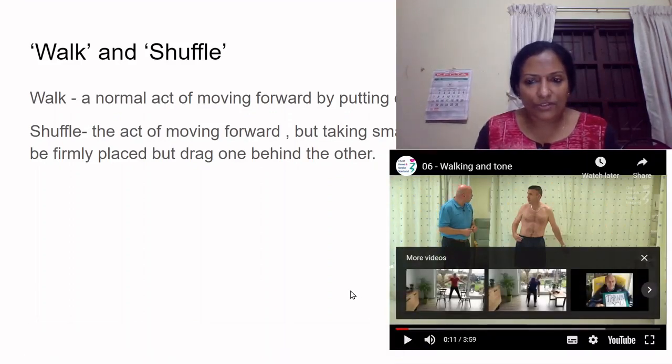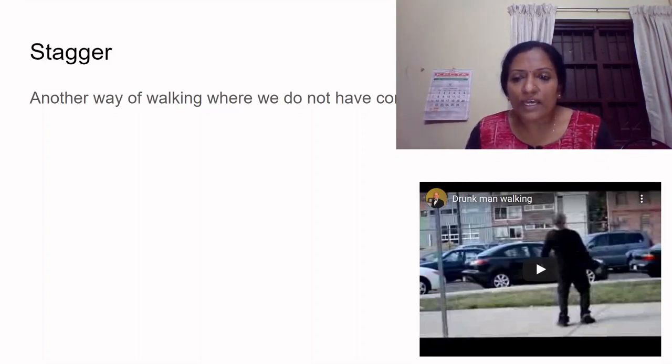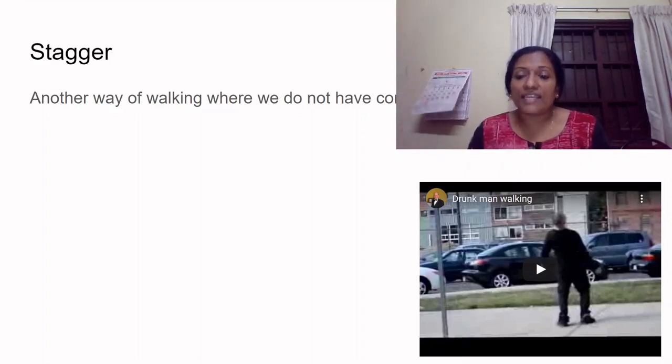And so you understood what shuffling is, and we come to our next word, stagger. Now staggering happens when we do not have control over our legs. The movements of our legs are uncontrolled, and staggering can happen either when people are drunk, or it can happen when people have any kind of brain ailments.